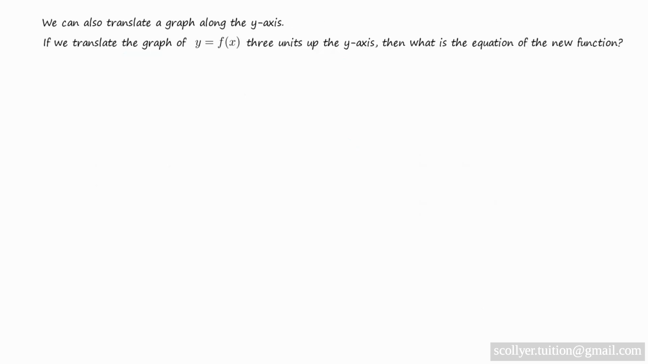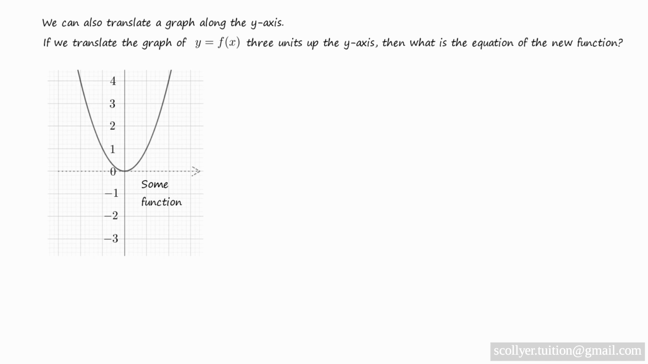We can also translate a graph along the y-axis. So for example, if we translate the graph of y equals x squared 3 units up the y-axis, then what is the equation of the new function? So here we see the graph of some function, with the axes chosen so that the minimum of the function is at 0 on the vertical axis.